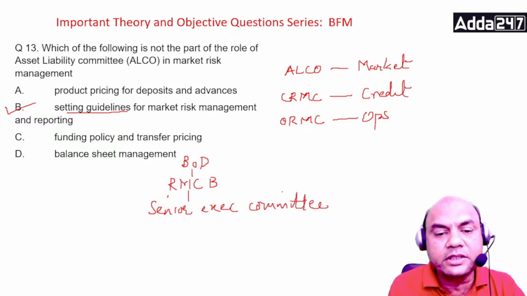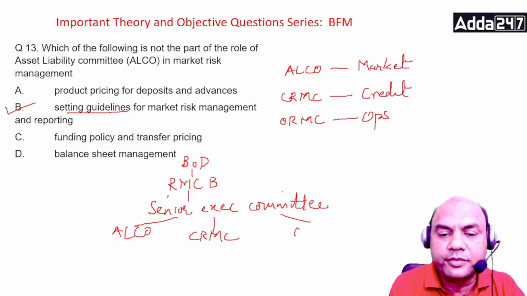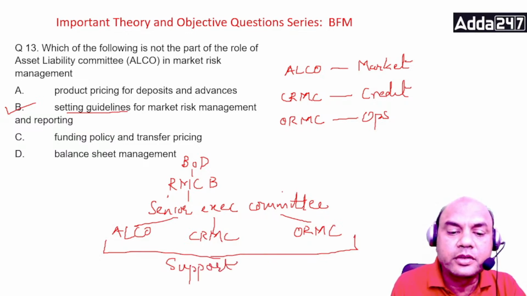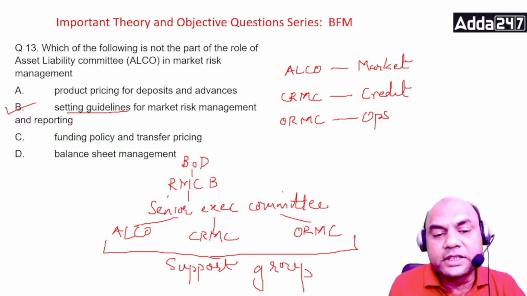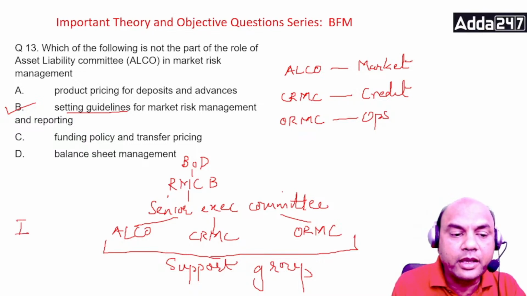Now this Senior Executives Committee is of three types: ALCO, CRMC, and ORMC. Below this, there is the group called the support group. Always remember, this is the overall hierarchy. One thing you remember, this is the executives committee, so their job is implementation.